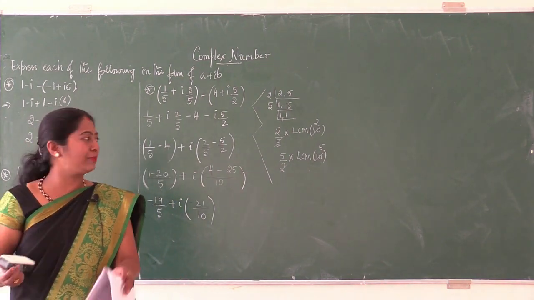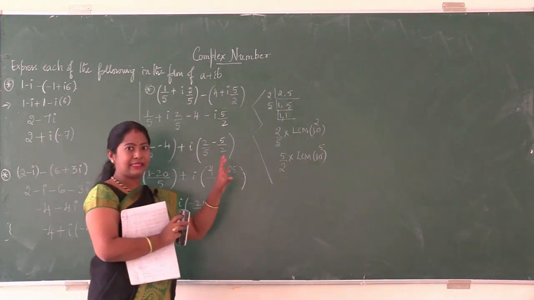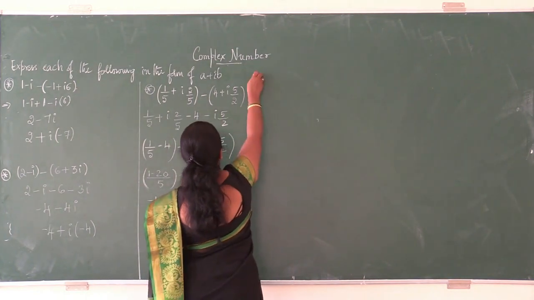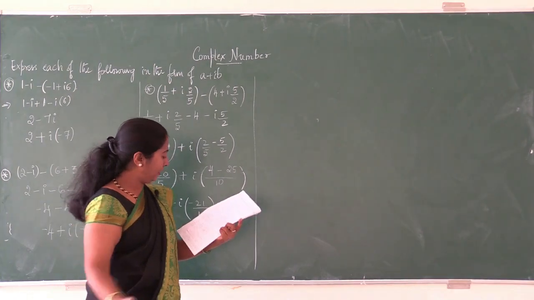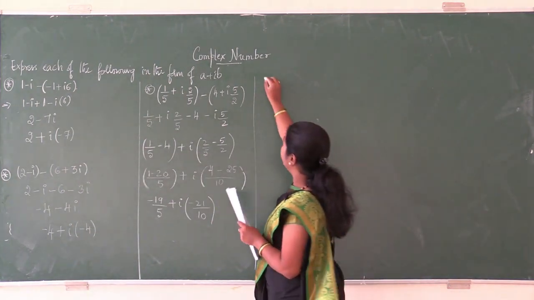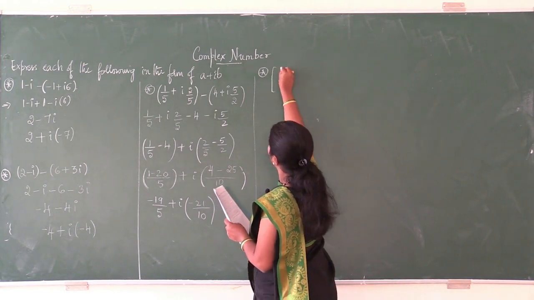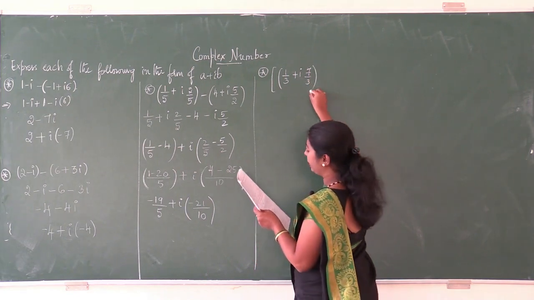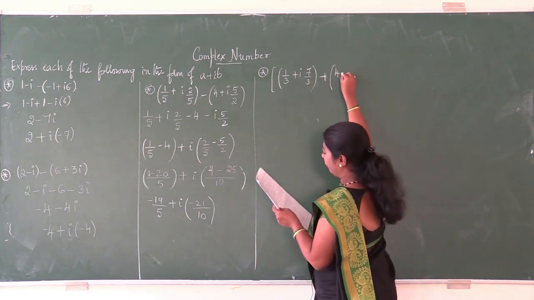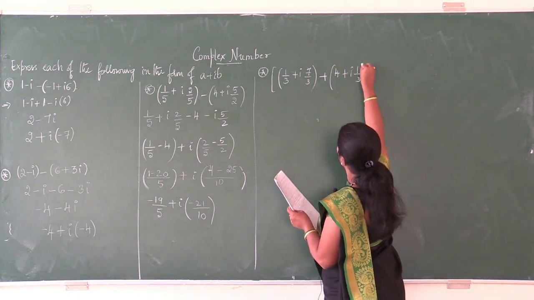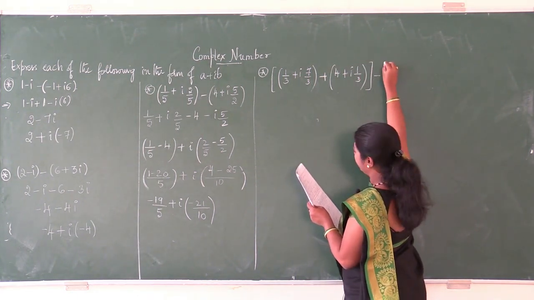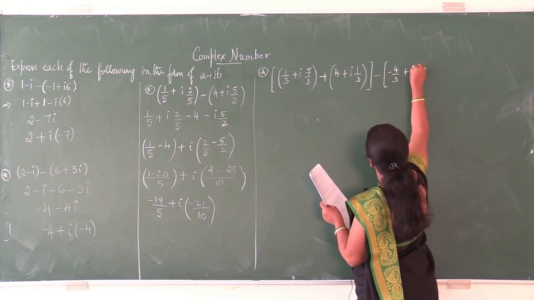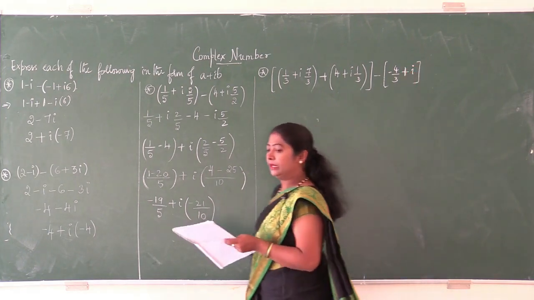So moving on to the next problem now. I'll just erase the LCM part now. So moving on to the next problem, we have 1 by 3 plus i into 7 by 3, plus 4 plus i into 1 by 3, minus 4 by 3 plus i. Minus 4 by 3 plus i.